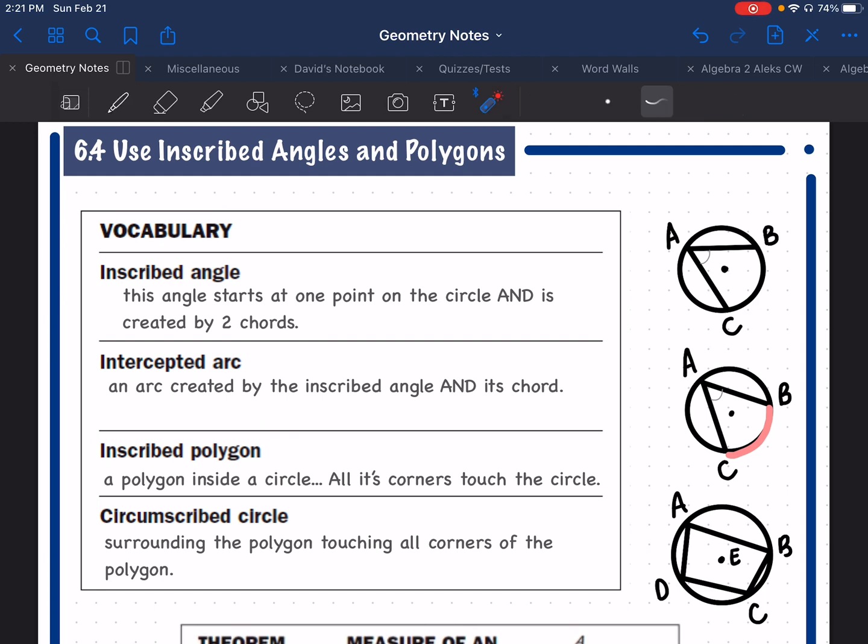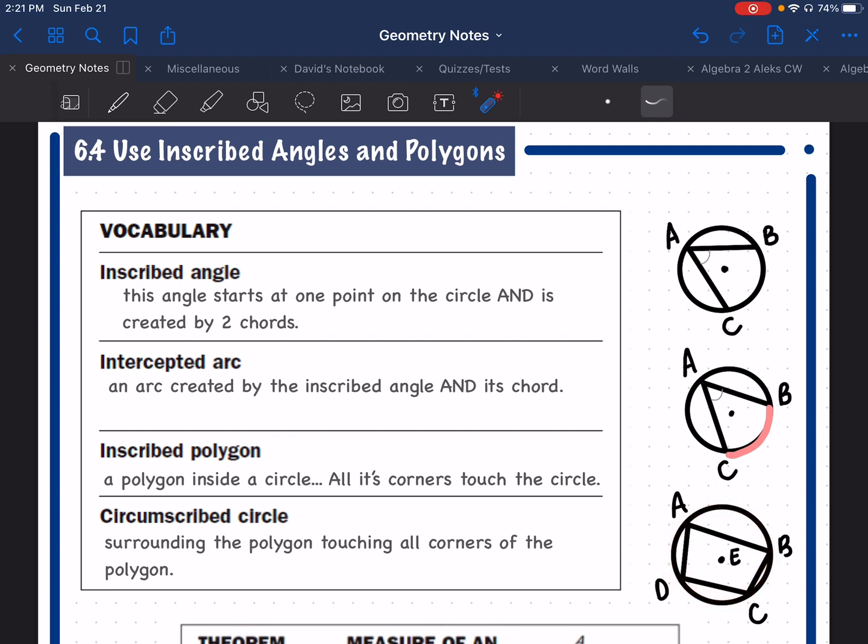We're going to talk about inscribed polygons today. An inscribed polygon is a polygon that is inside a circle. This polygon happens to be a quadrilateral because it has 4 sides. And all of the corners of my inscribed polygon need to be touching the circle. The circle is said to be a circumscribed circle because it is surrounding the polygon, touching all of its corners.